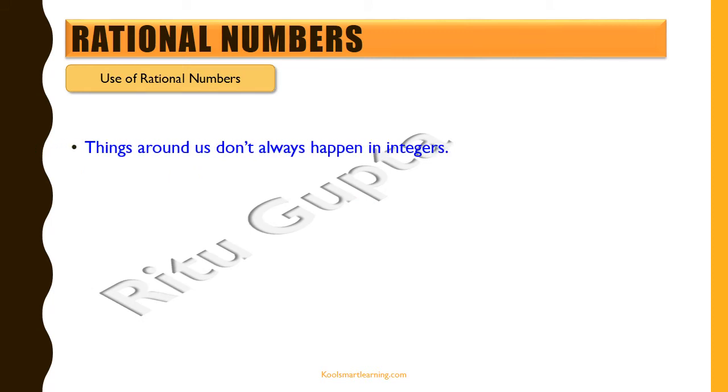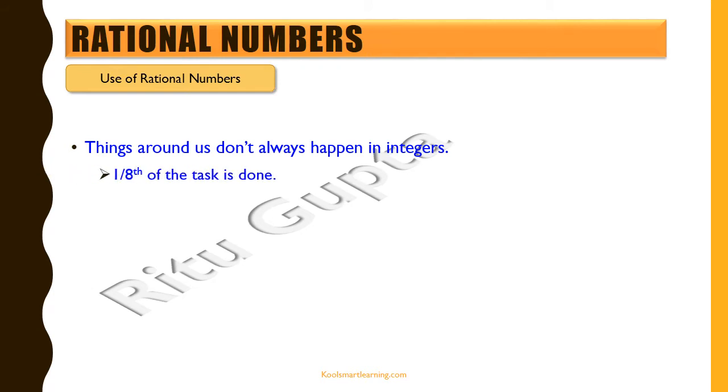Now, it's important to understand, what is the use of rational numbers? Why are we studying rational numbers at all? Why can't we just deal with whole numbers, integers? We were so happy dealing with whole numbers, integers, and natural numbers. Why are we introducing the concept of rational numbers here? So first of all, things around us do not always happen in integers. We know that, right?